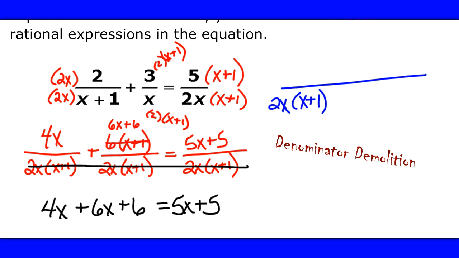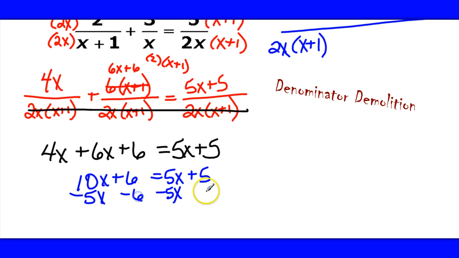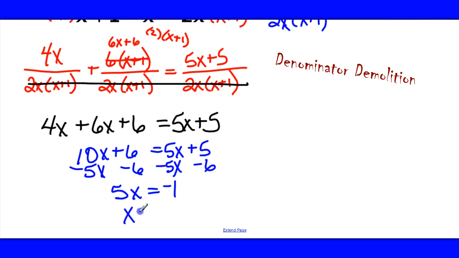And now we're just going to solve this very simple equation. We're going to simplify both sides. That gives me 10x plus 6 is equal to 5x plus 5. Subtract 5x from both sides. Subtract 6 from both sides. See, I'm just throwing all that together. 5x is equal to negative 1. That means that x is equal to negative 1/5.